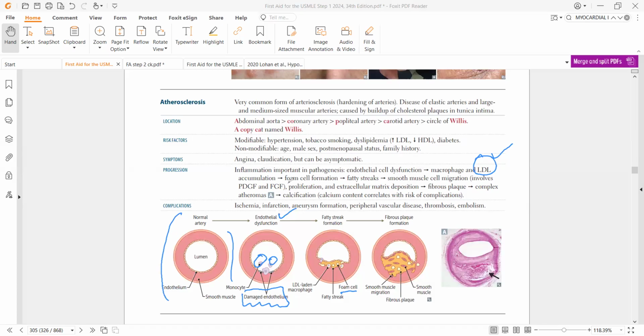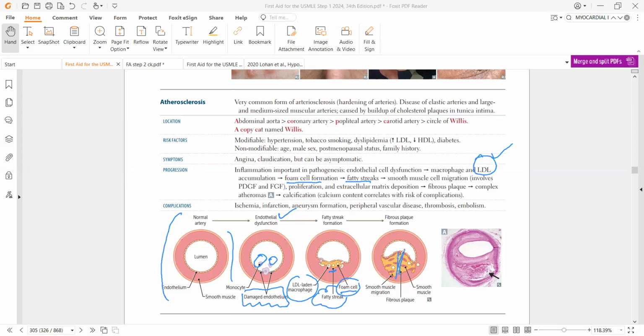So foam cell formation leads to the fatty streak. So this is a fatty streak, right? Lipids, macrophages, and foam cells. Lipid-laden macrophages, foam cells, and this is a fatty streak. Okay, so after this fatty streak, what happens? Smooth muscle cell migration takes place, and they proliferate.